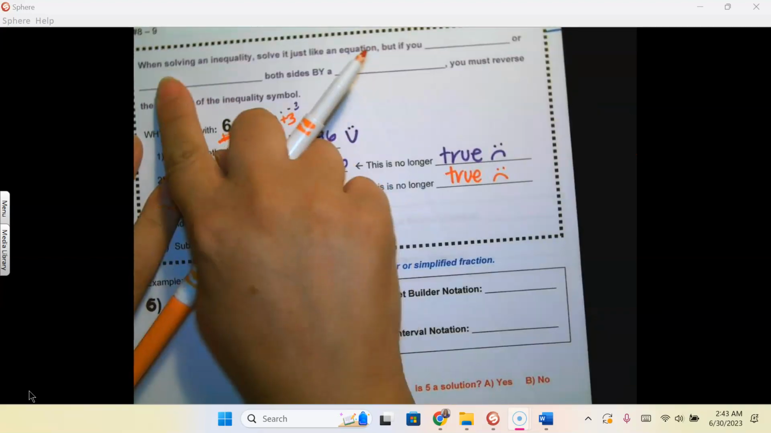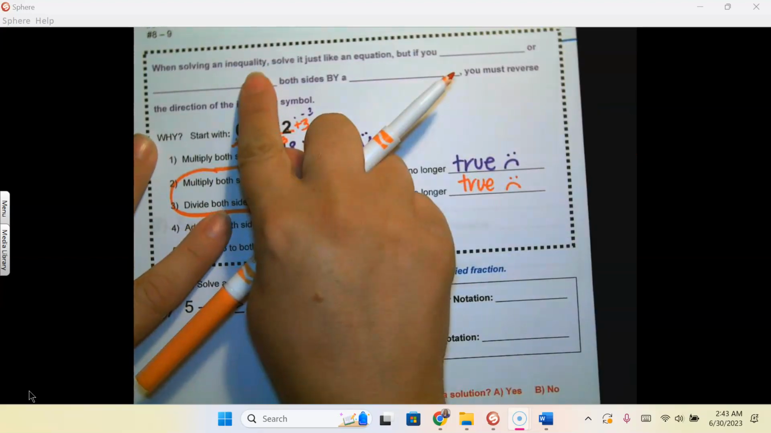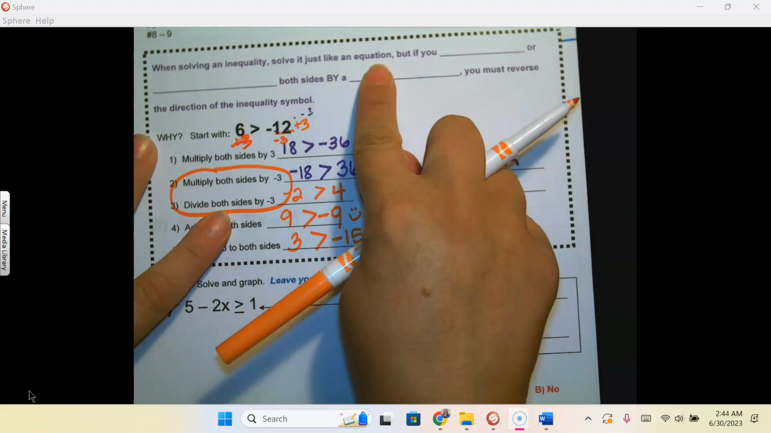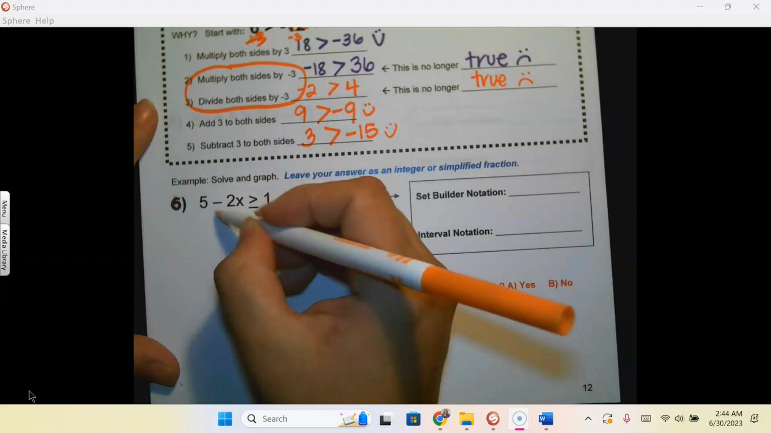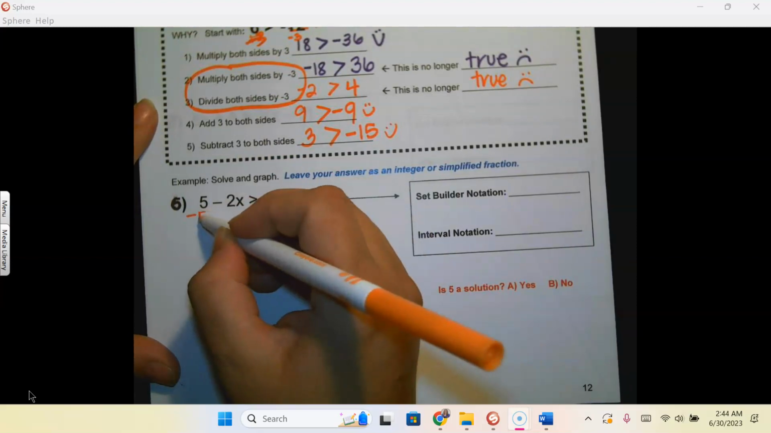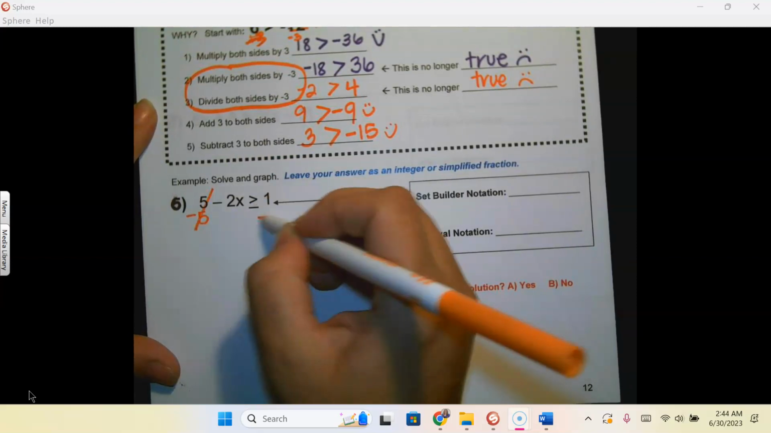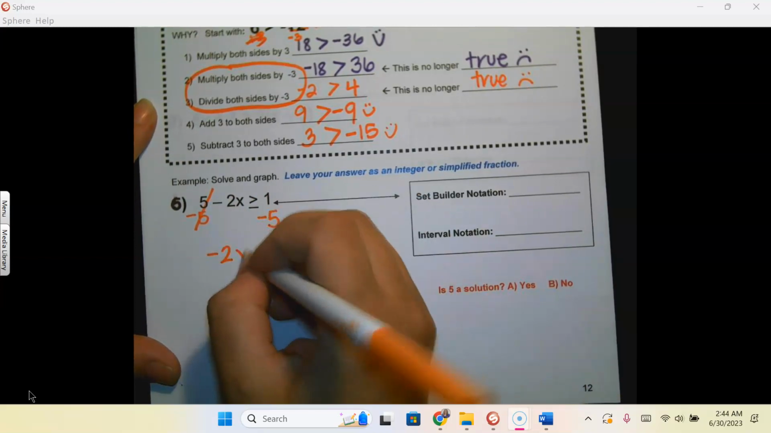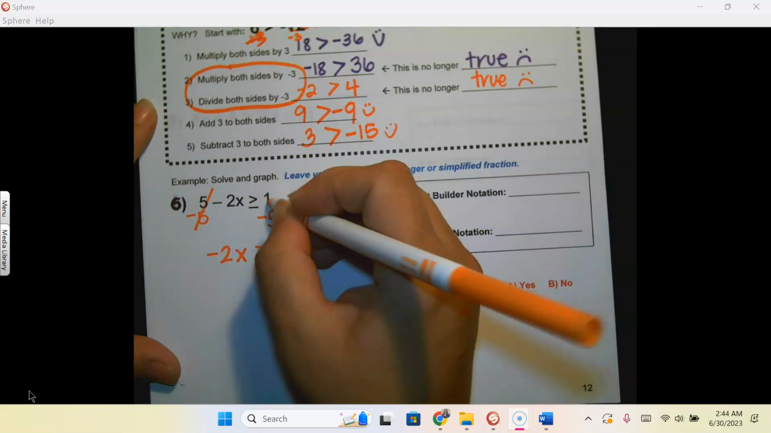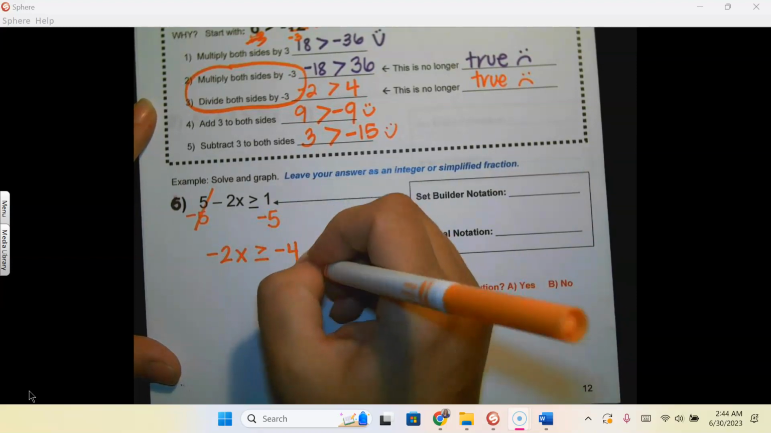So when we're solving an inequality, you're going to solve it just like an equation. When we're solving this inequality here, we want to get the x by itself, so we're still going to do 5 minus 5 like that. You're still going to solve it the same way. 1 minus 5 is negative 4.